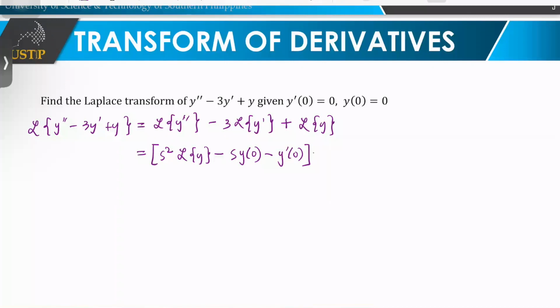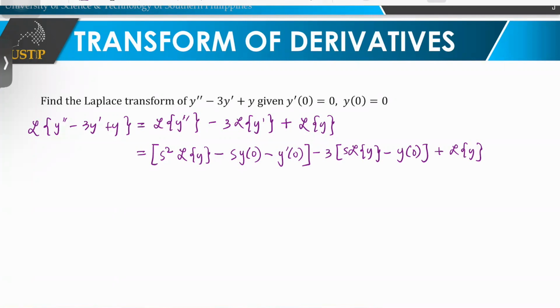Now, let's go to the next term. We have minus 3. The Laplace transform of y prime, class, is just equivalent to s Laplace transform of y minus y of 0. Then finally, we have plus Laplace transform of y.